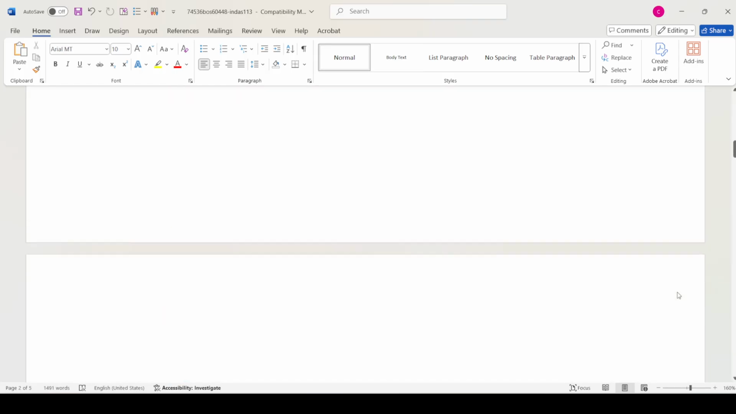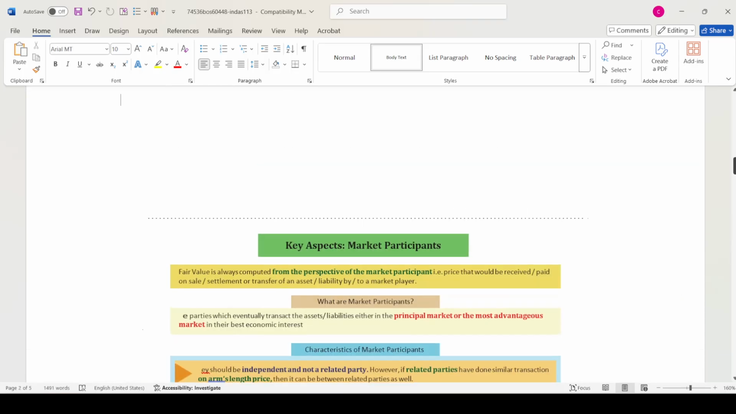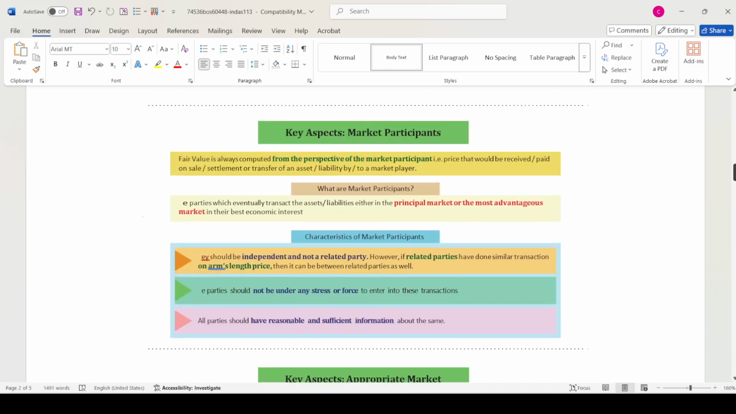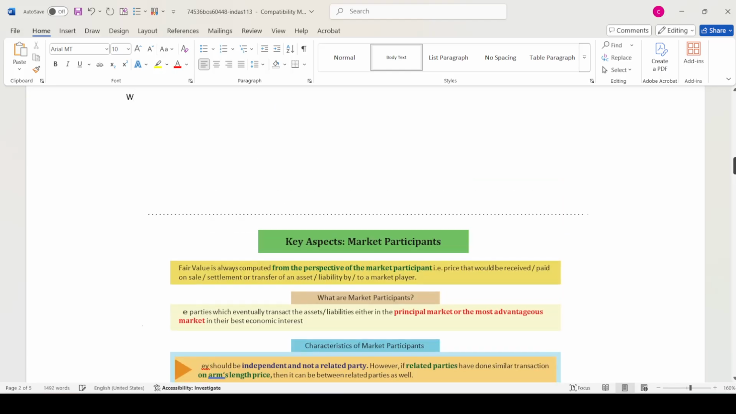Next. Now let us understand one by one. What do you mean by market participants? Tell me one thing: if you want to sell, what are the main important points? There should be a market, there should be a buyer. Market, buyer and price. These are the three things.